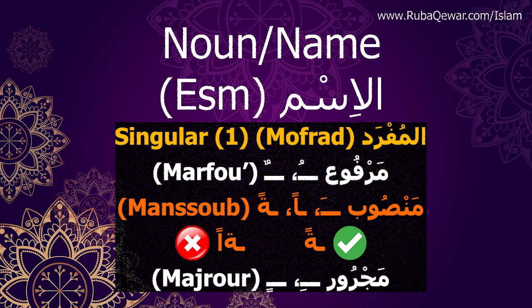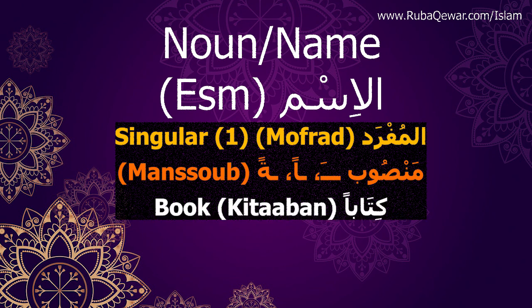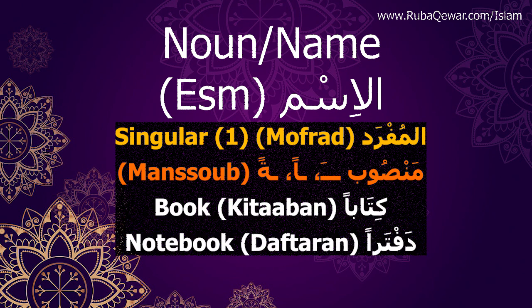You have to know that when there is a tanween fatha, we use alif with tanween fatha. But it's wrong to put the alif with the ta marbuta. So when there is a ta marbuta, you only put the fatha on the ta marbuta. A lot of my students make this mistake, so I have to explain that. But when there is no ta marbuta, you put the alif. So for example, kitaban, daftaran, notebook.